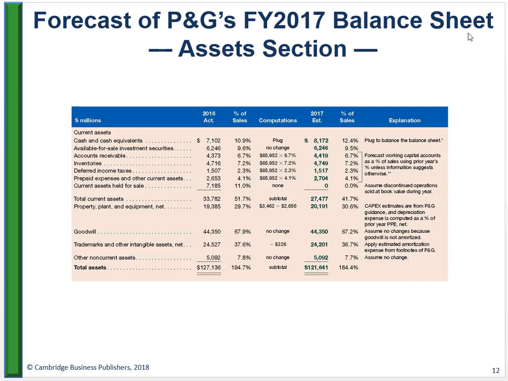So let's look at available for sale investment securities. You can see that last year that was 9.6% of sales. And in our computation column, you see no change. So the estimate for 2017 becomes the exact same number. It doesn't change at all.